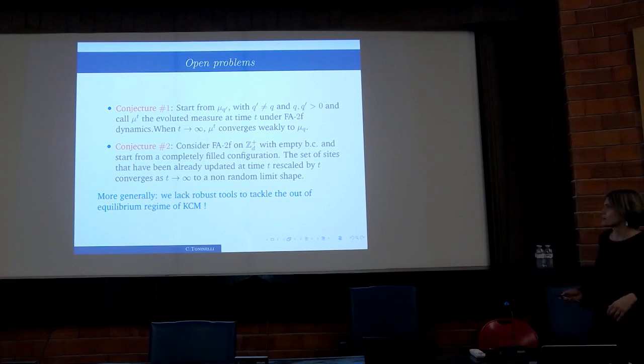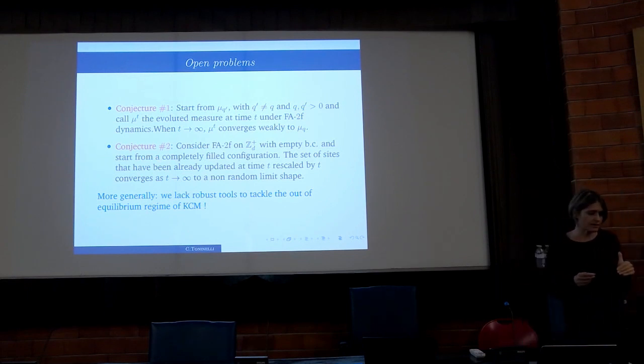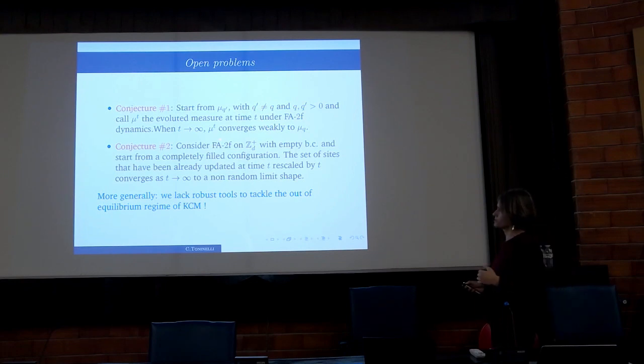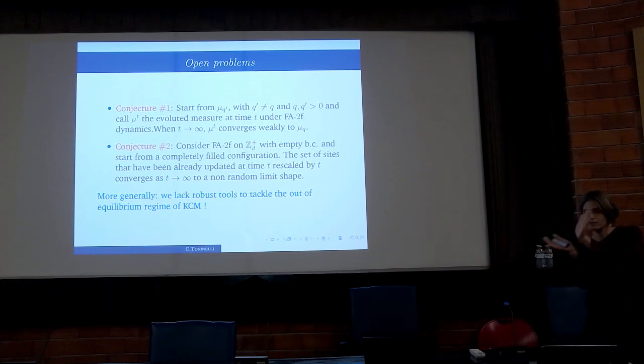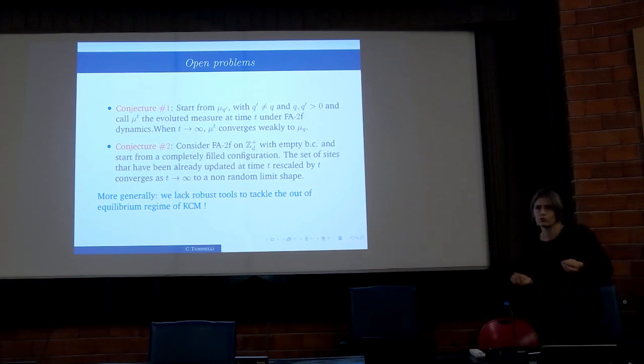Conjecture number 2, I think from the mathematical point of view, is even more fascinating. For this model, and in general for KCM, it is expected that out of equilibrium, a non-random limit shape emerges. What do I mean by that? So we consider the model on Z^2, say on Z^2 plus, just on the first quadrant, and put empty boundary condition around. And then start from a completely filled configuration, so that inside you cannot do anything, and you have to start from the boundary in order to evolve.